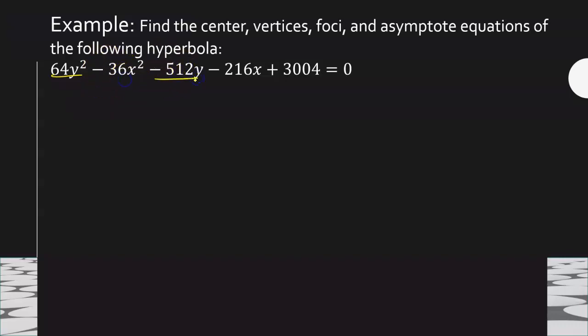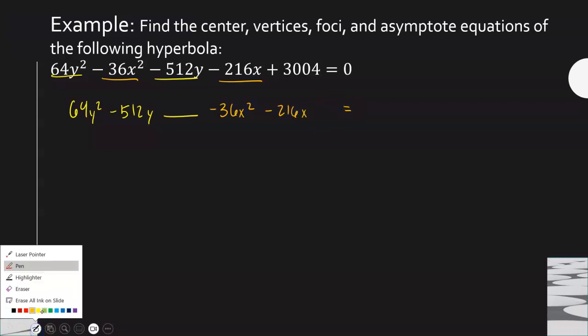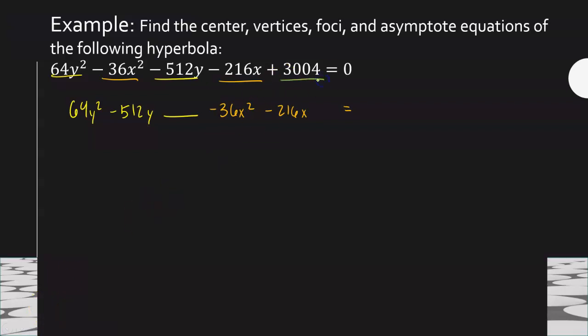We're going to pair with that any other y values. So we'd have 64y squared minus 512y. There is going to be something that we're going to add there eventually. And then we have our x squareds: minus 36x squared minus 216x equals, and then we have this number here. We're going to get that to the other side. It does not have an x or y attached to it, so we're going to separate that. We subtract that from both sides, so we get negative 3004.